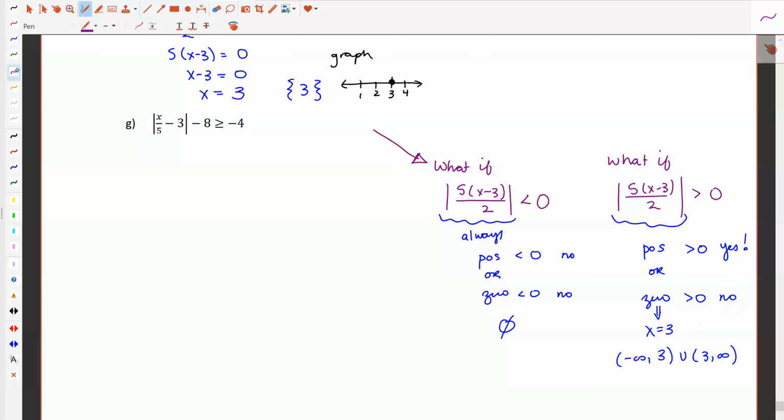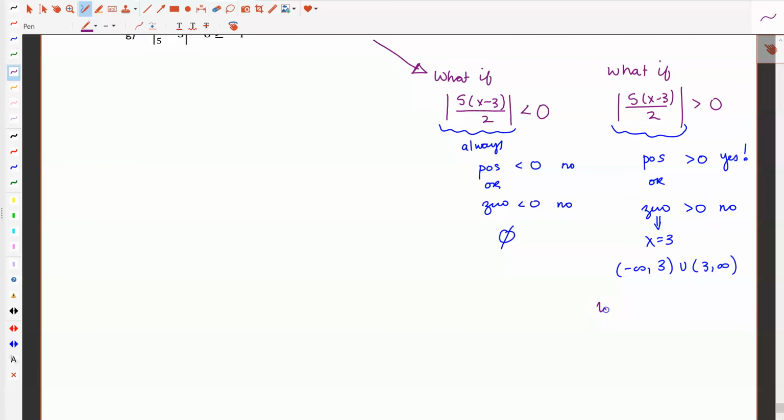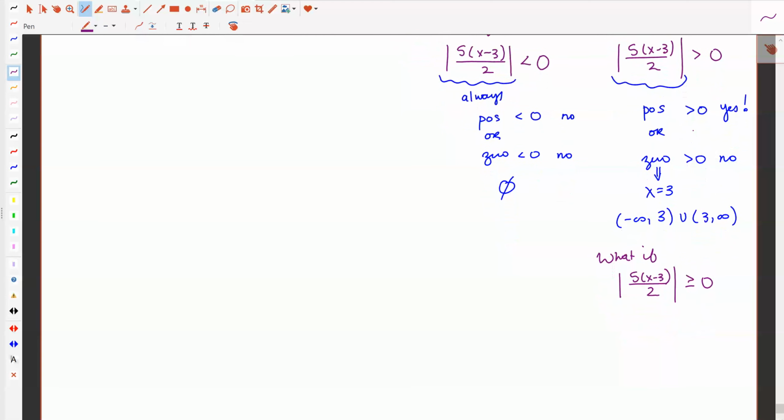Okay, just for fun, one more what if. What if the absolute value of 5 parentheses x minus 3 all over 2, close the absolute value, was greater than or equal to 0? What if that's what I was given? Okay, so again, this left-hand side is either going to be a positive number or it's going to be a 0 as its output. A positive number, is that going to be greater than or equal to 0? Yes. That will always be satisfied. What if I can get this side to produce a 0? Is a 0 greater than or equal to 0? Yes, it'll satisfy the equal to part.